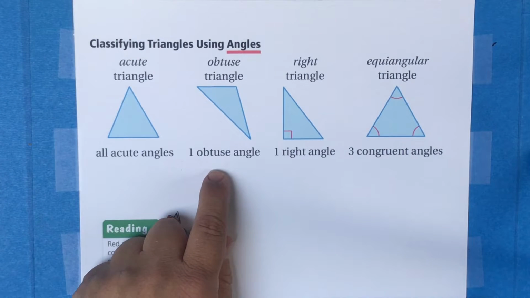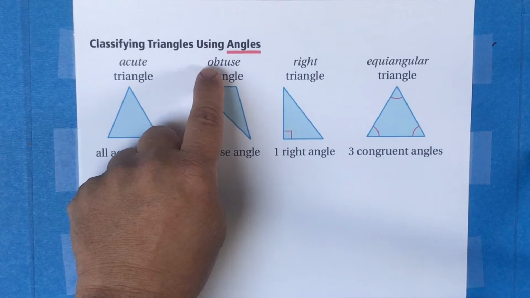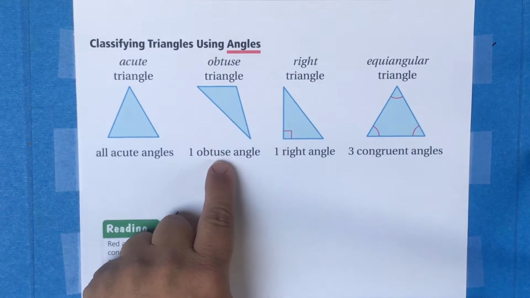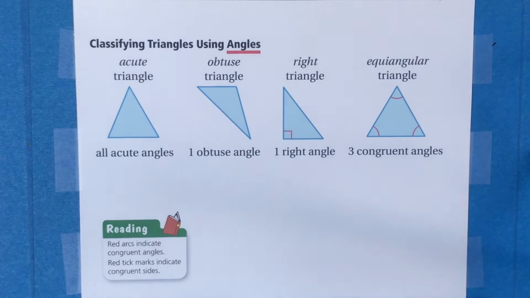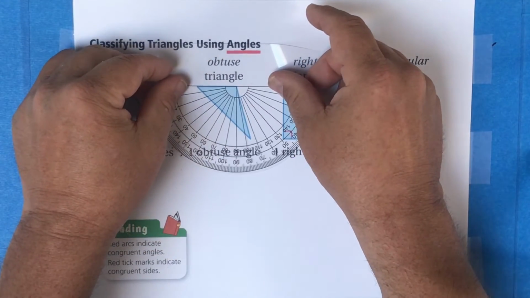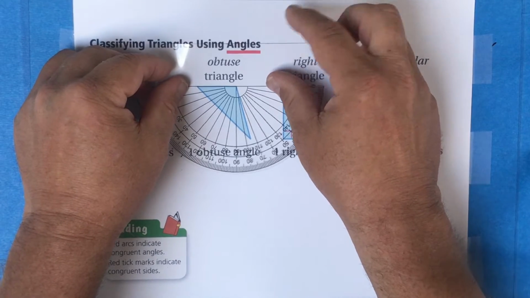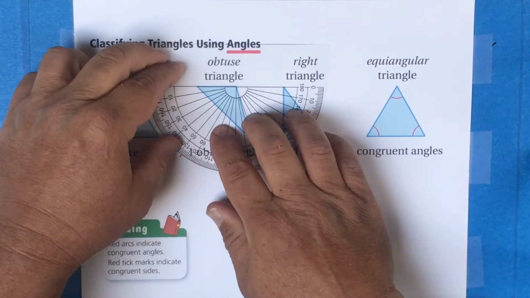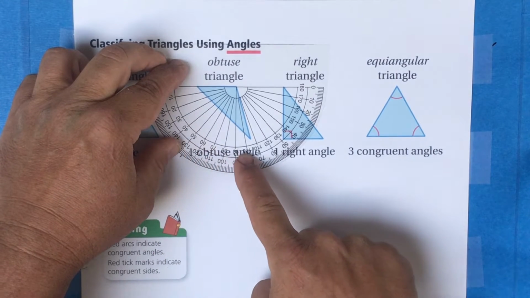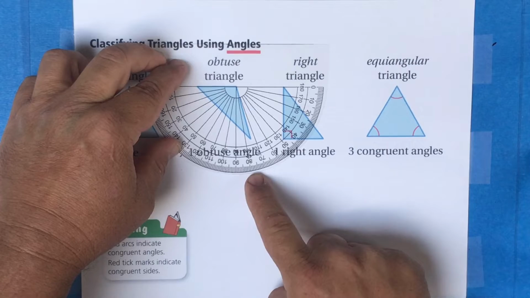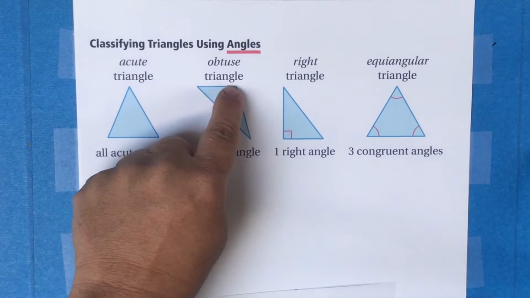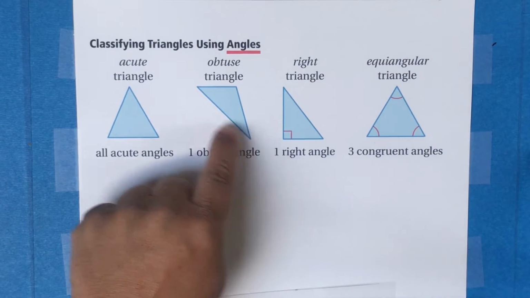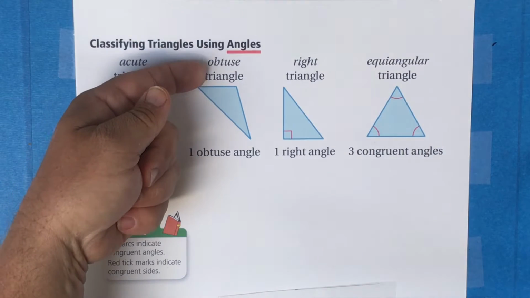The second way we can classify a triangle by its angles is calling it an obtuse triangle. An obtuse triangle has 1 obtuse angle. It cannot have more than 1 obtuse angle, but just 1. So let's take a look. I put my protractor down here, I put the vertex, and I measure this angle, and it's approximately 108 degrees. All right. Because there's 1 angle that's obtuse, greater than 90 degrees, we classify this triangle as an obtuse triangle.